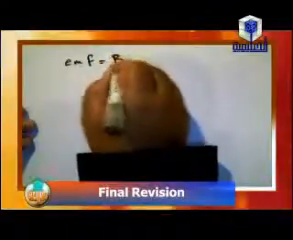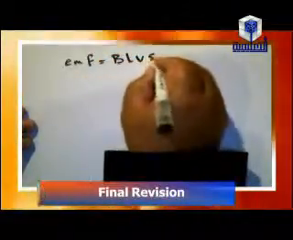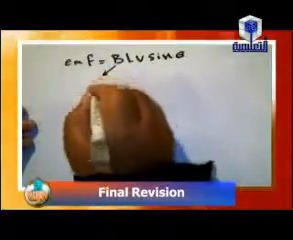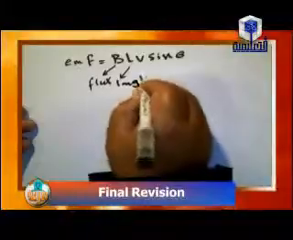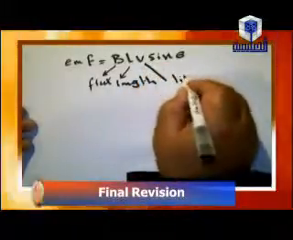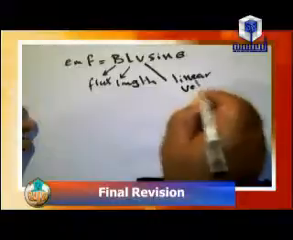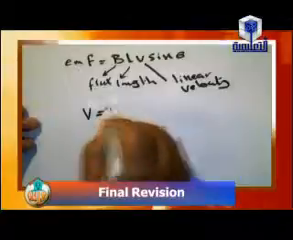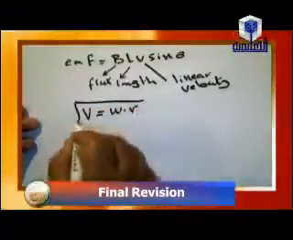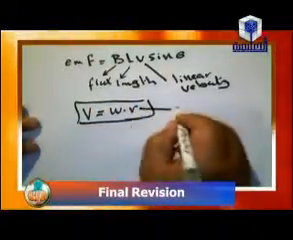And also we can find the induced EMF in a straight wire. EMF equals B L V sine theta. B is the magnetic flux density, L the length of the wire, and V is the linear velocity. There is a relation between linear velocity and angular velocity: V equals omega times R. Omega represents angular velocity and R represents radius.